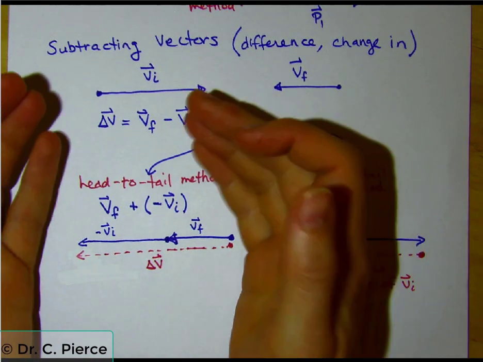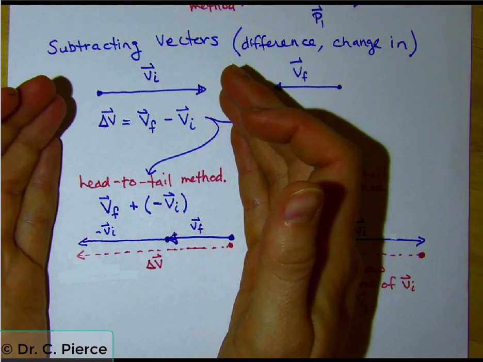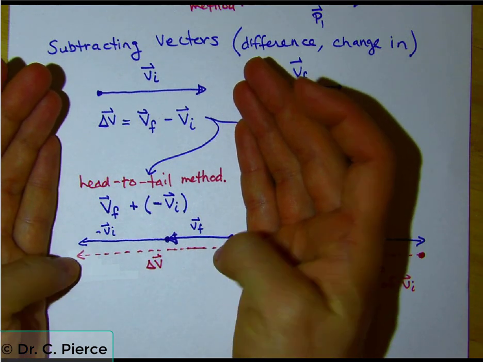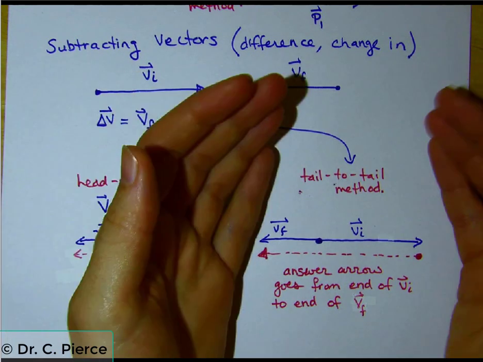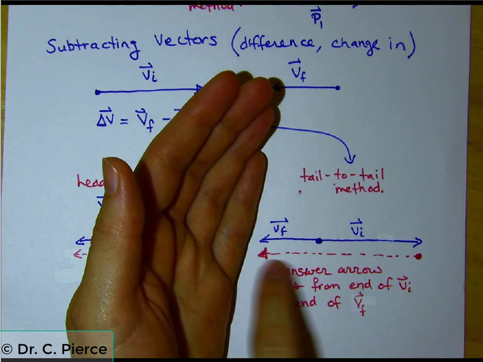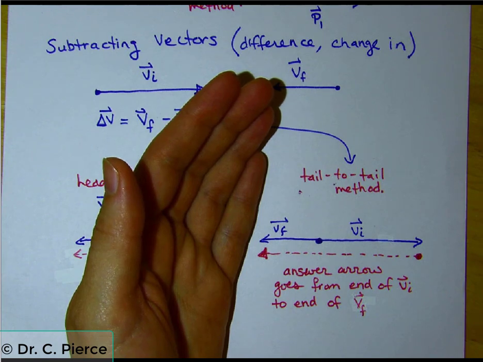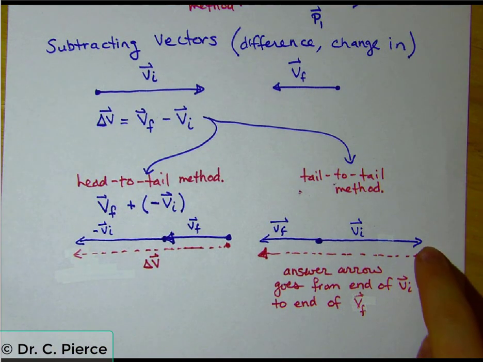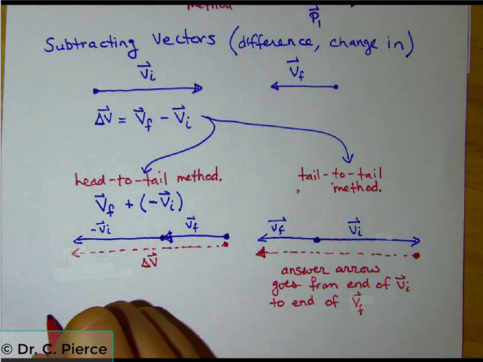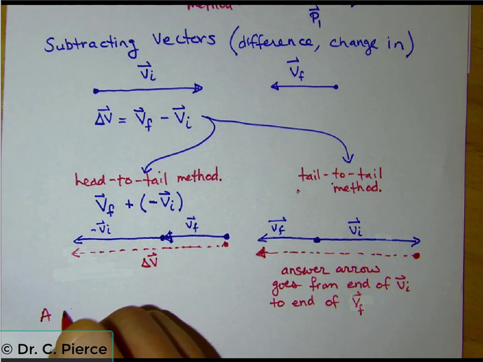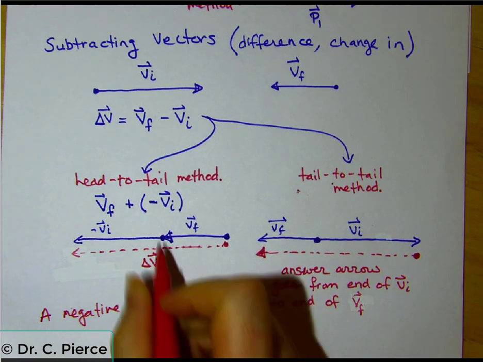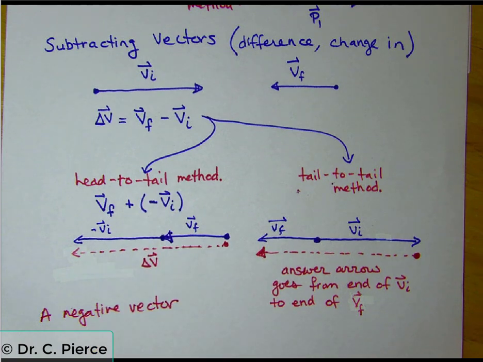So I usually choose to use this method. That way I only have to remember the head to tail method, and my answer goes from the very, very beginning to the very, very end. Some people would choose to do it this way. You just have to make sure that your answer arrow goes in the right direction, from the end of VI to the end of VF. I should add in here a little note. A negative vector, which is what we were dealing with right here, just has the opposite direction.